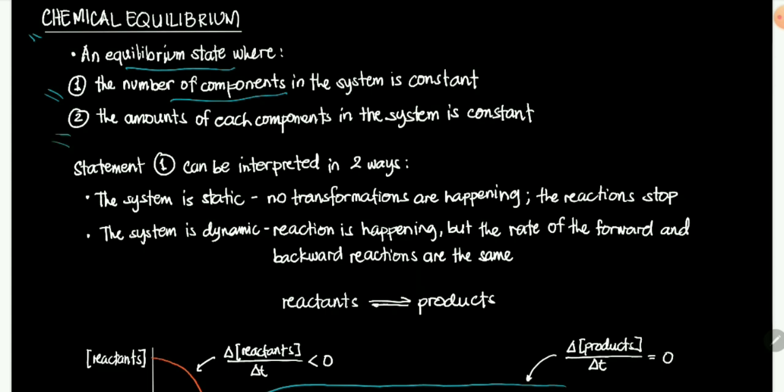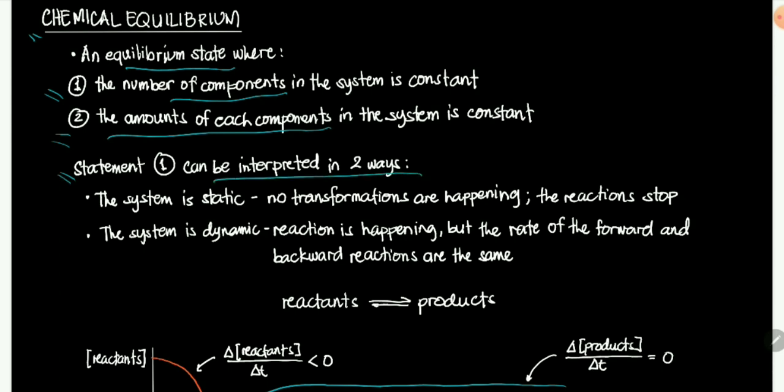So that's chemical equilibrium. The number of components and the amounts of each component in the system is constant for a given period of time and certain states. So at constant temperature and pressure too, of course, kasi we are dealing with chemical processes na constant ang temperature and pressure. Okay? So statement 1 can be interpreted in two ways.